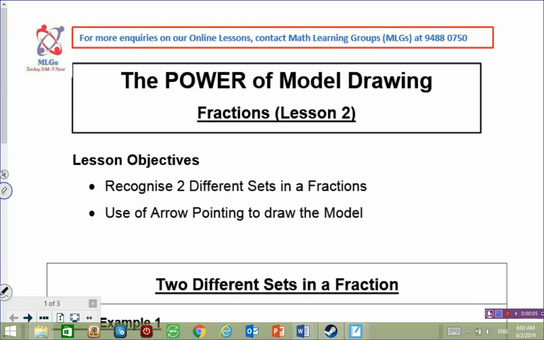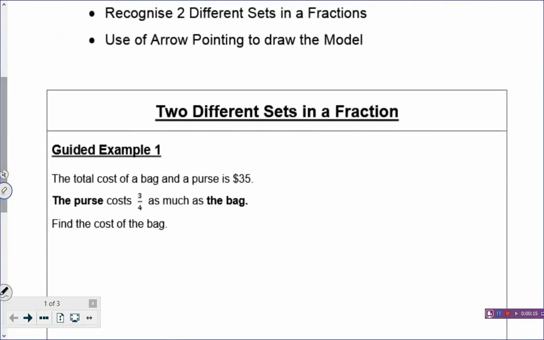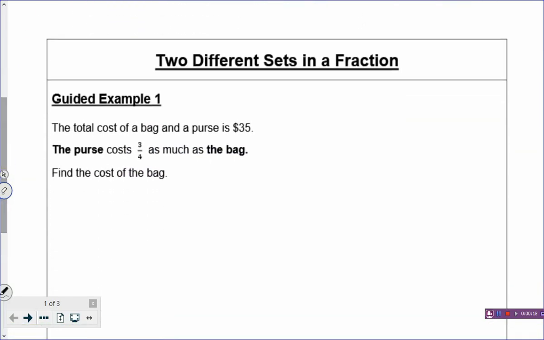Now today we are going to continue with fractions, and we are going to recognize two different sets in the fractions, and we are also going to revise how we use arrow pointing to draw the model. So let's quickly look at the first example. It's a very simple problem, and there's a fraction there. Every time you see a fraction, we always try to draw the model, because fractions always mean model drawing.